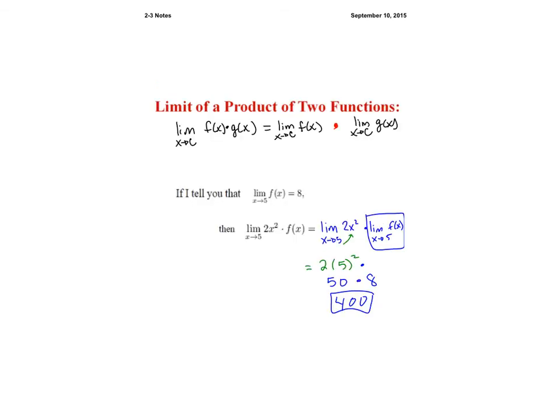Here's a property. If you have 2 functions within a limit, then you can pull them apart or separate them and do the individual limits and then multiply the results of those 2 limits. So in this case, we have f of x equaling 8 as x approaches 5. We also have 2x squared. You can actually separate those two functions instead of keeping them the same right here, and you can do them individually, which is why we ended up getting our result.